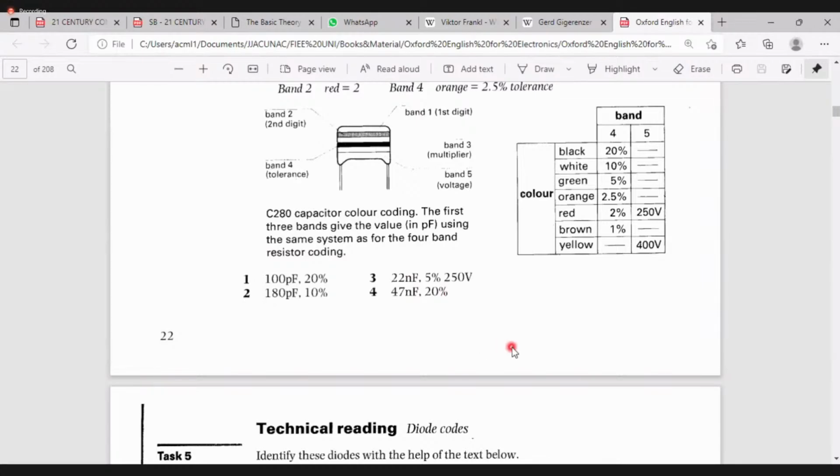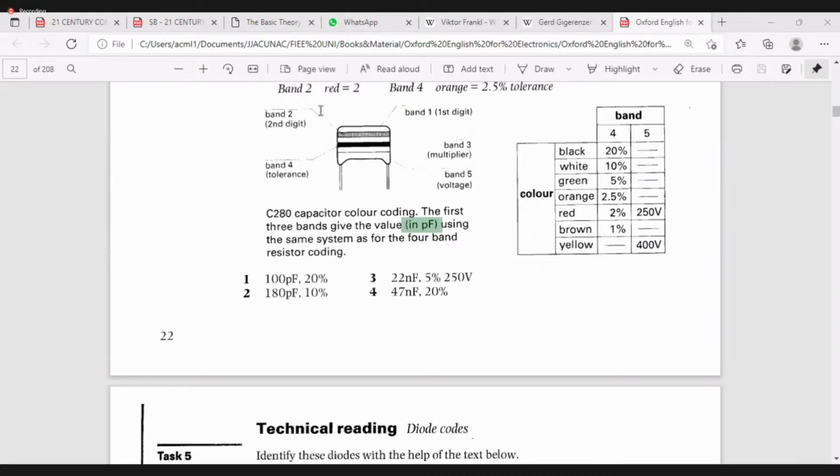Now, the exercise is to establish what colors we need. There is something very important that is different from resistors: the values in capacitors are by default in picofarads. For example, let's say the last one, 47 nanofarad. Number 4, what is number 4? Remember the color band?